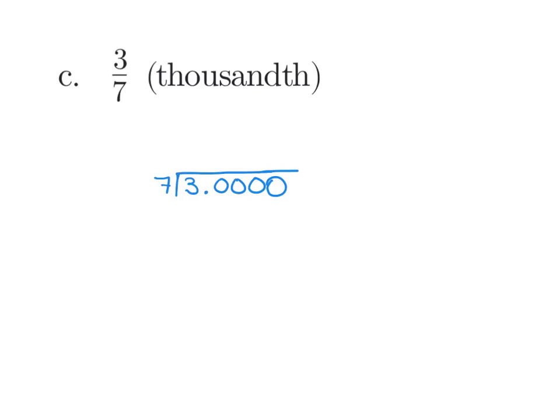We're going to divide 7 into 30. That goes in 4 times. 4 times 7 is 28. Subtract, we get 2. We bring down our 0. 7 goes into 20 2 times. 2 times 7 is 14. Subtract, we get 6.